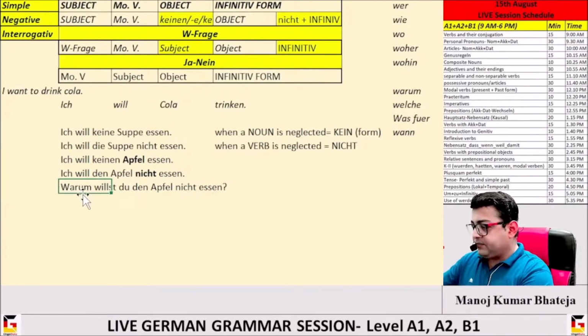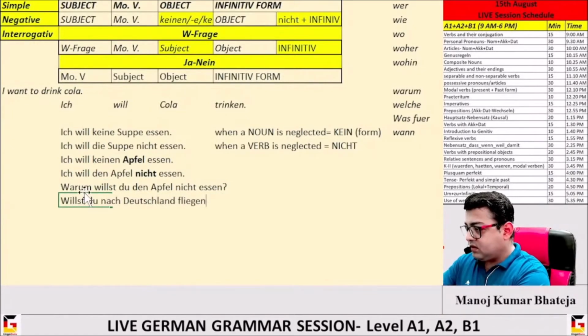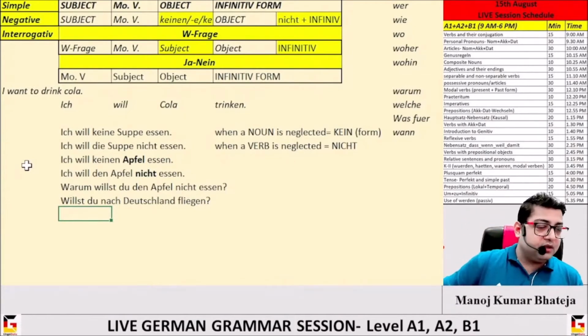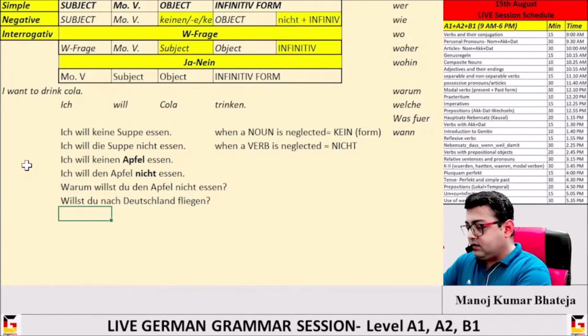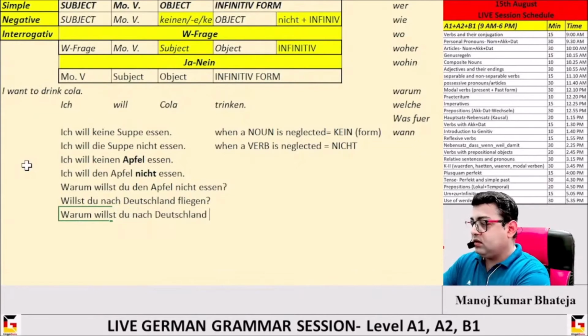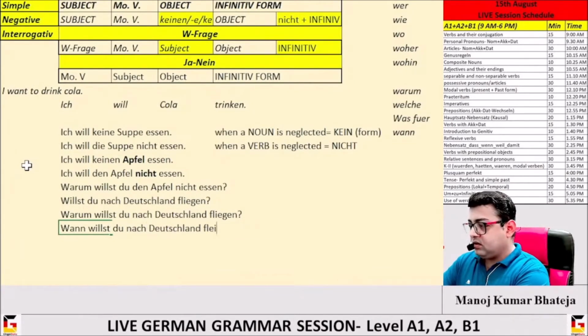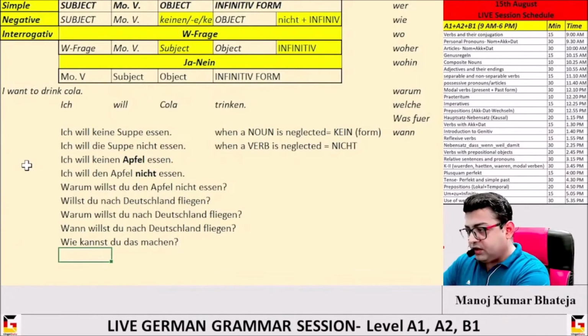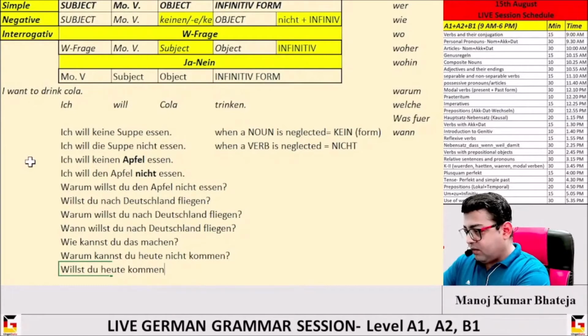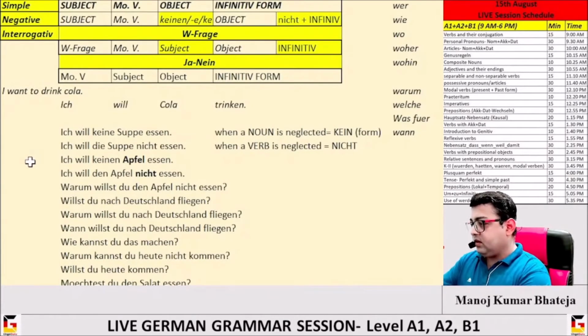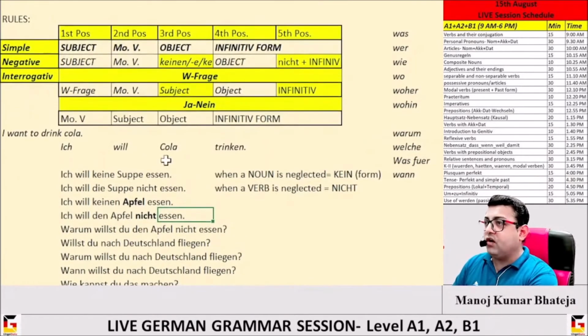Correct. So let's say, willst du nach Deutschland fliegen? Do you want to travel to Germany? Willst du nach Deutschland fliegen? Warum willst du nach Deutschland fliegen? Wann willst du... Wie kannst du das machen? How can you do that? Warum kannst du heute nicht kommen? Willst du heute kommen? Möchtest du den Salat essen? Okay. These are a few examples which you can form using modal verbs.